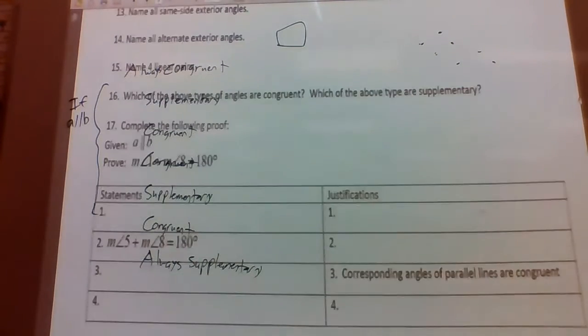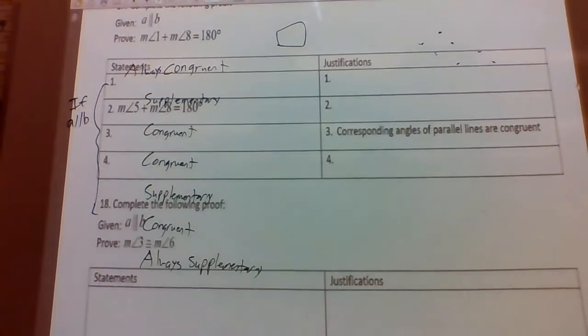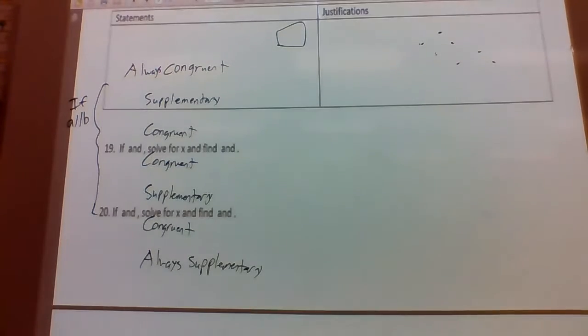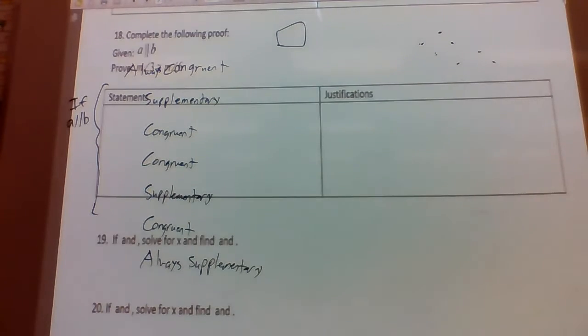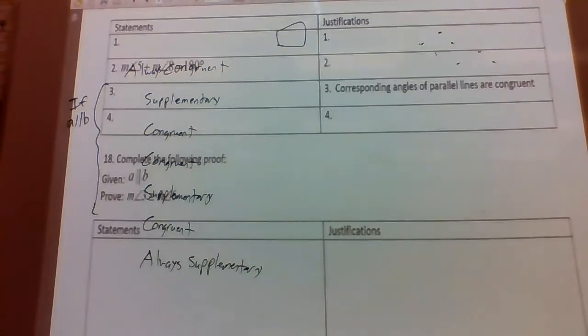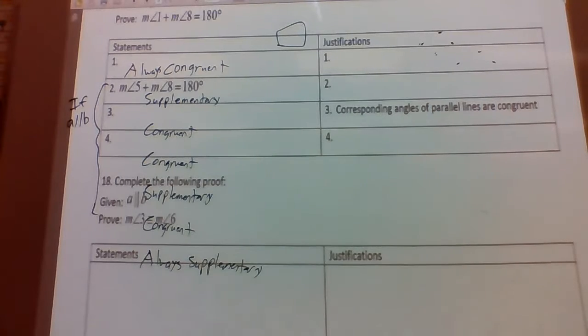17, we have 17 and 18, we have some proofs. Okay, 19 and 20 look like there's if blank and blank, it just didn't copy over. Okay, that's fine.